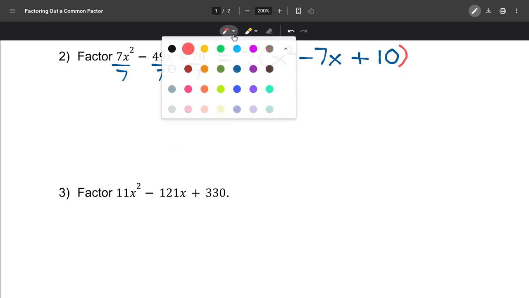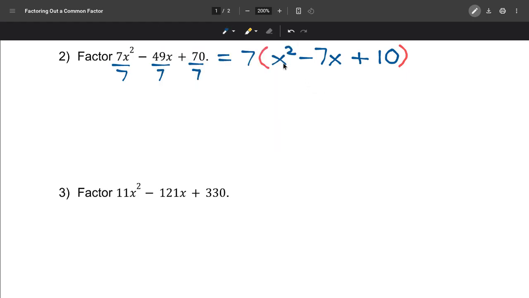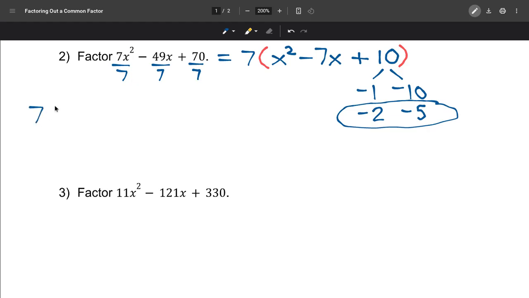Okay, so now I want to factor this expression, x squared minus 7x plus 10. That has a 1 in front of the x squared. We have a negative coefficient in front of x and a positive constant at the end here. So I want to list out the negative factors of positive 10, which are negative 1 times negative 10 as one pair, and also negative 2 times negative 5. Now, negative 2 plus negative 5 gives me negative 7, so that's the pair I'm going to pick.